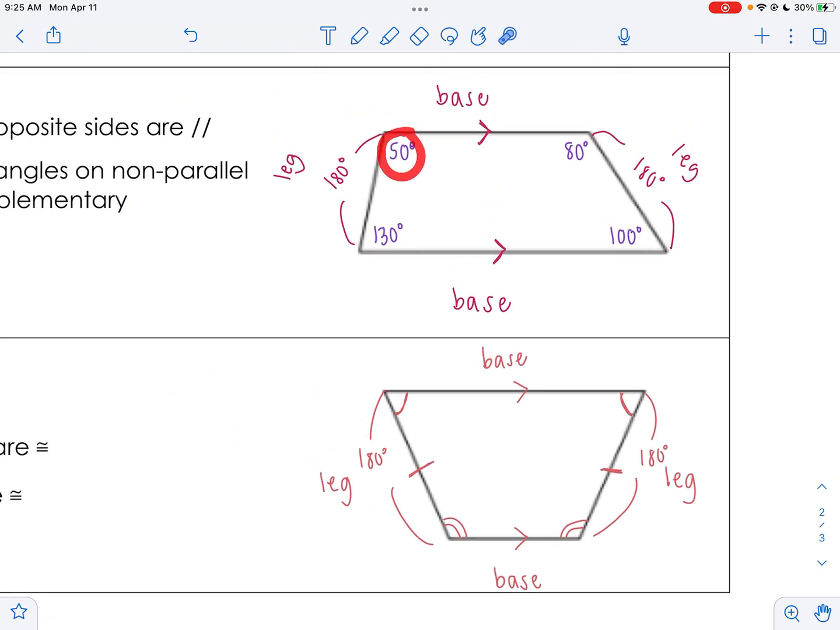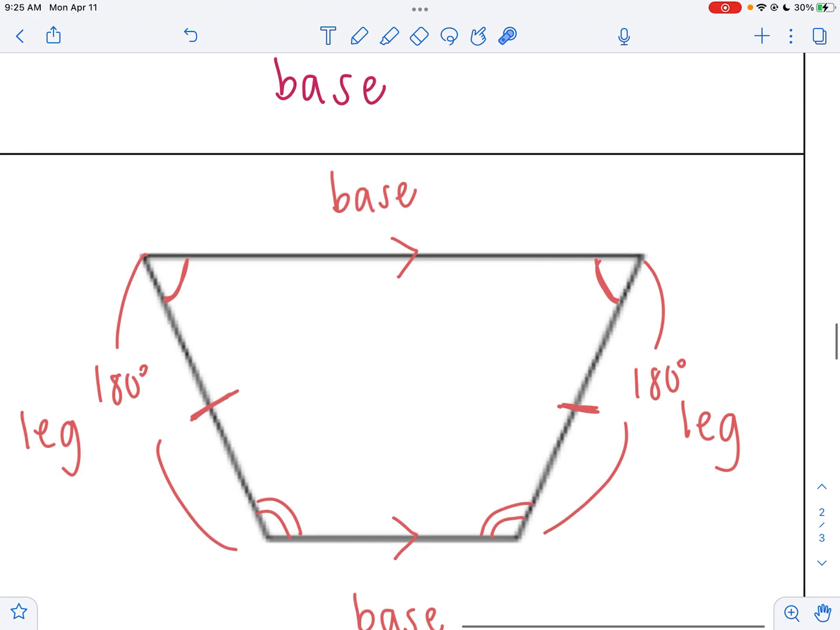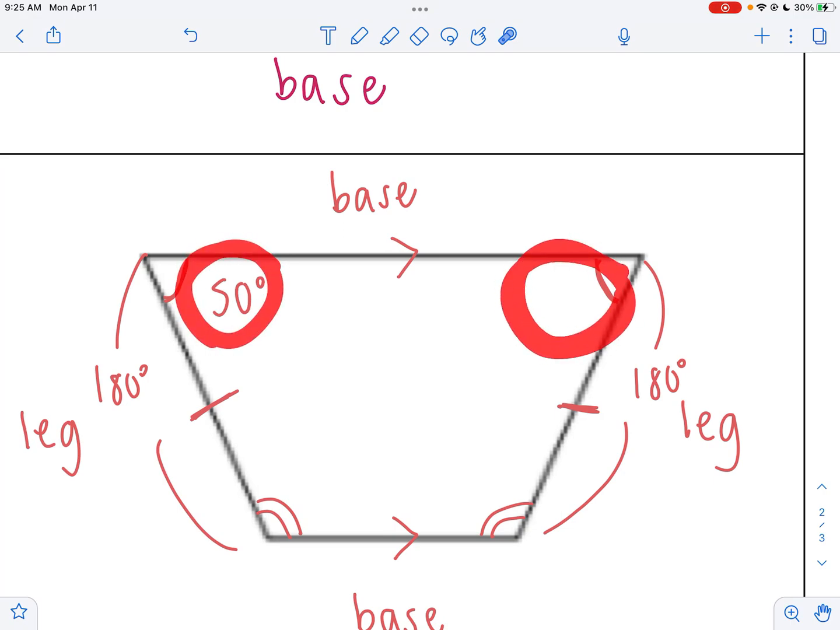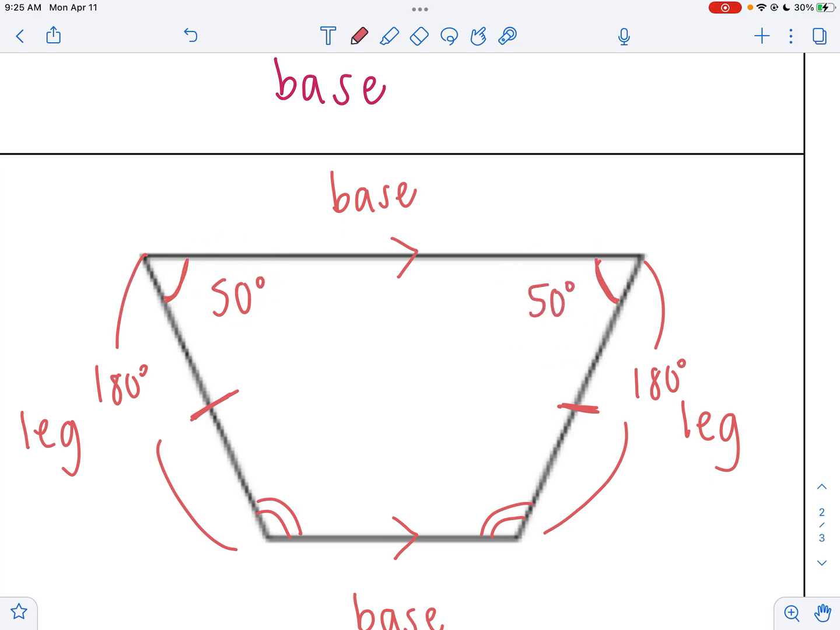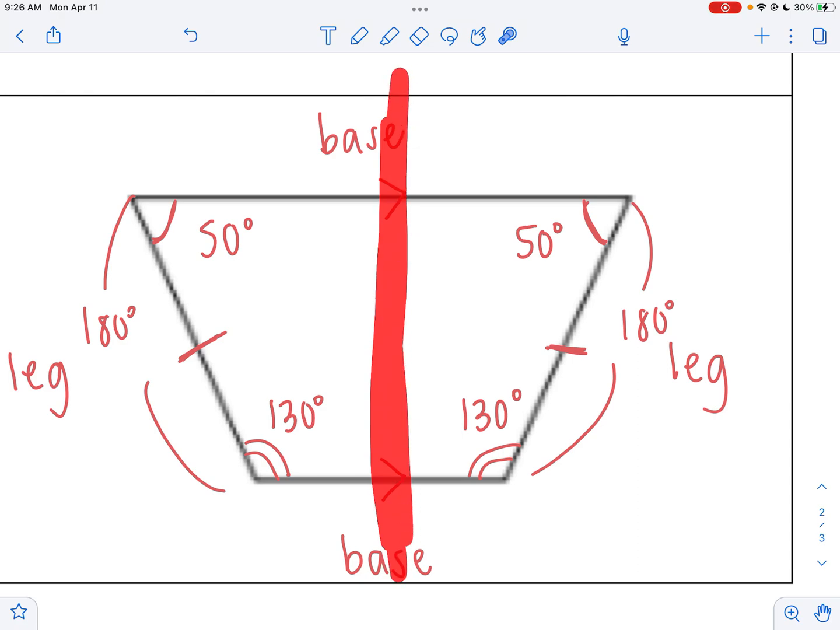That's not necessarily the case with just a normal trapezoid. Like, I don't necessarily know these are congruent, 50 and 80, 130 and 100. But in an isosceles trapezoid, they will be. So let's just say that this angle right here is 50. Well, if it's isosceles, and I know that this is 50, I know this other base angle is also going to be 50. And then with the trapezoid rule of the legs adding up to 180, 180 minus 50 would make these other ones 130. So isosceles trapezoids are symmetrical. I can pretty much cut them down the middle.